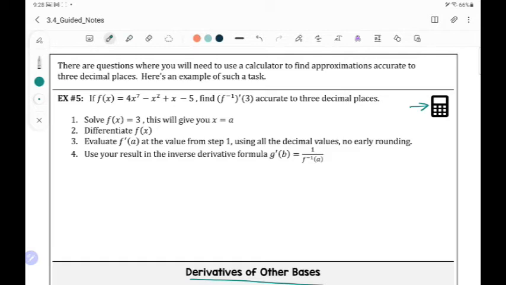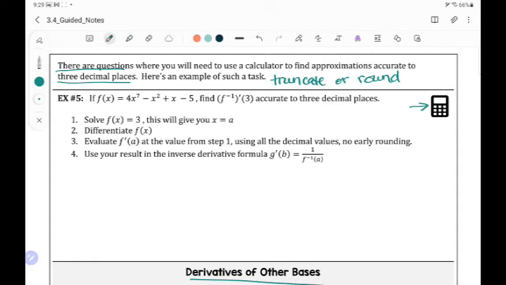And the other thing, you'll see this note right here, there are questions where you need to use a calculator to find approximations accurate to 3 decimal places. So just to be clear, you can truncate, which means just cut off your decimal at 3 places, or you can round. Don't use the repeated bar thing. If it's 0.66666, then just put 0.666, or you can put 0.667. You don't have to round it. You can truncate it. So here we go.